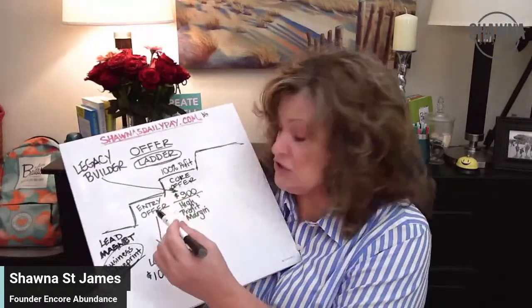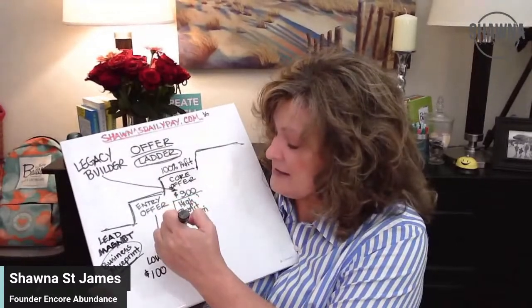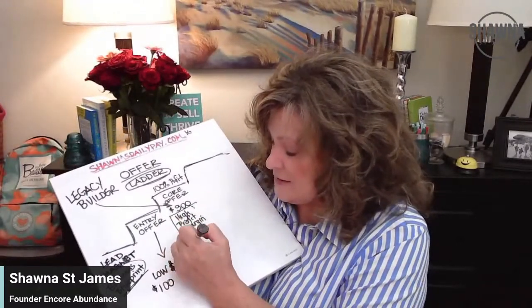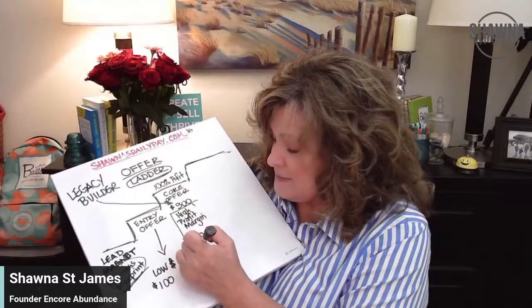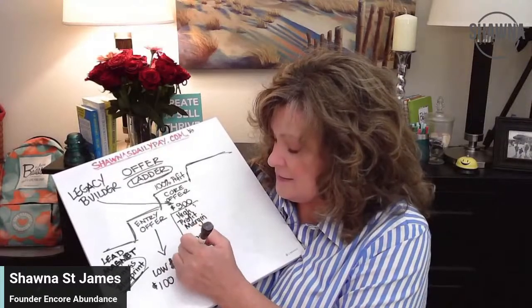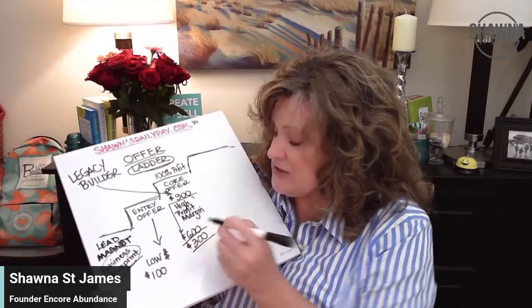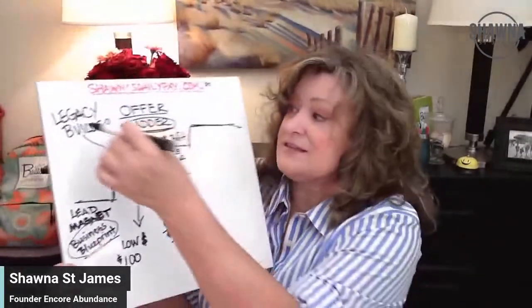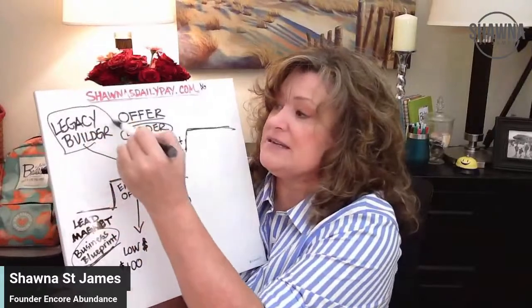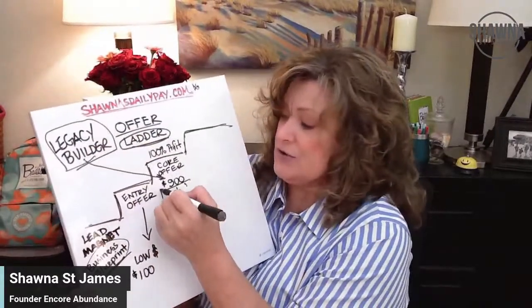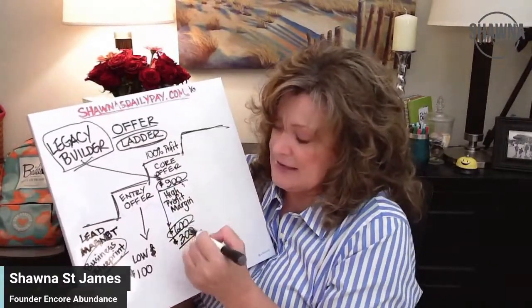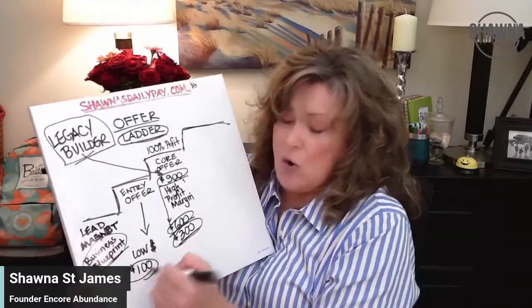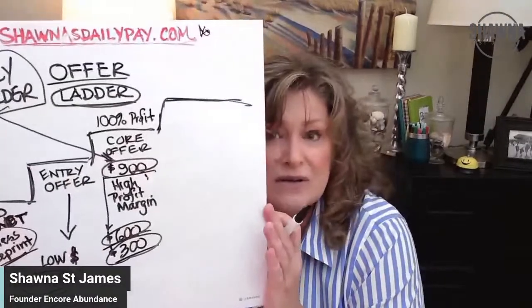Okay. But here's what's unique about this one: this product also has other options in it. There are also $600 and $300 packages in this one business opportunity. So you can make $900, you can make $600, you can make $300, or you can make $100, all in one website. So here's how it works.